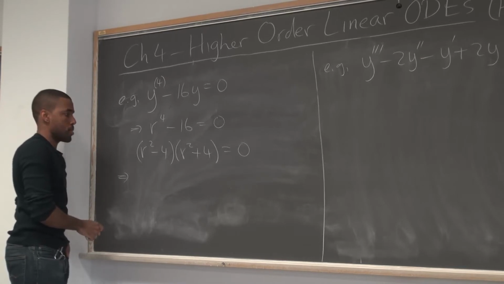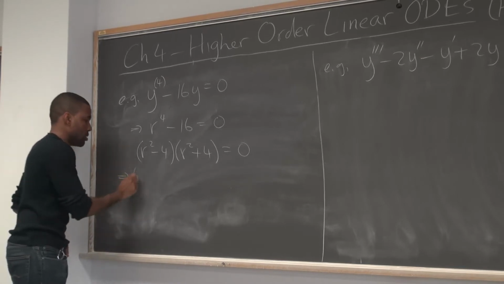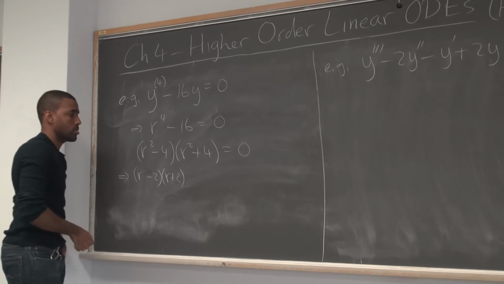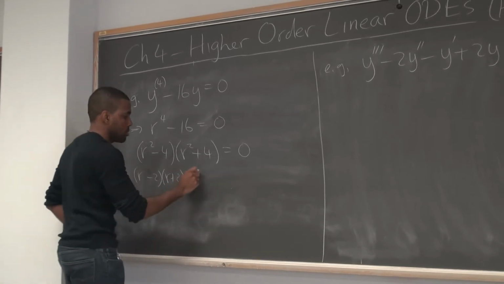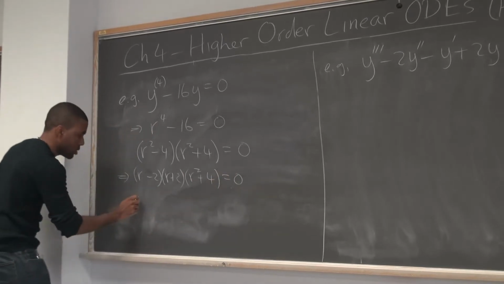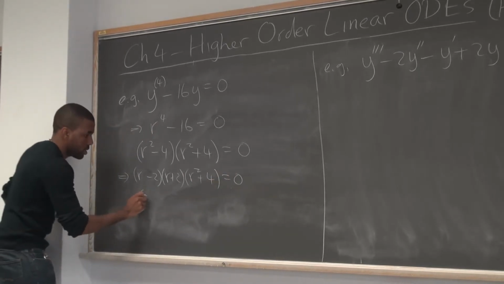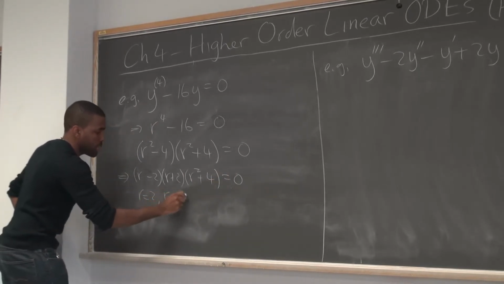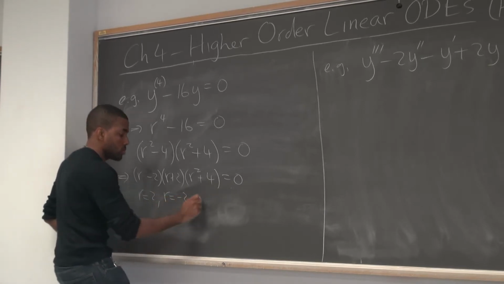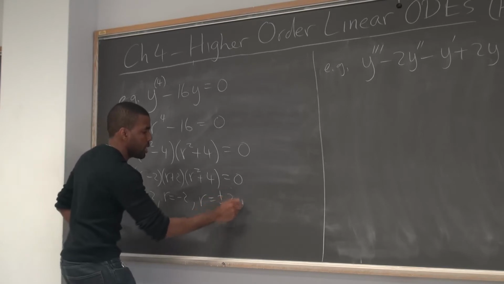You can still factor the r squared minus 4. Yeah, we can do that. So it's r minus 2, r plus 2, and then r squared plus 4. r squared plus 4 equals 0. So what are the solutions? r equals 2, r equals minus 2, and r equals plus or minus 2i.